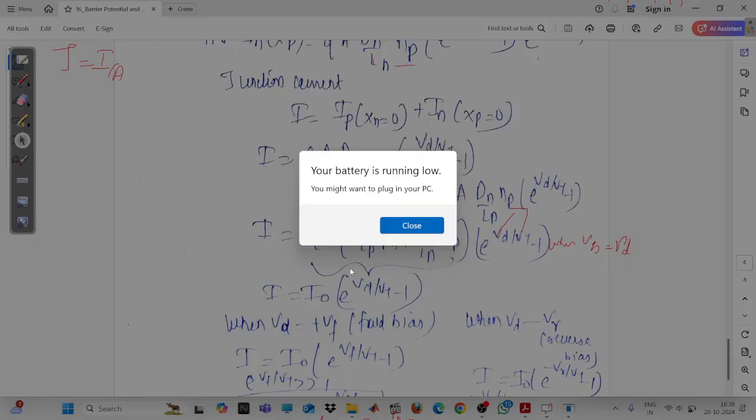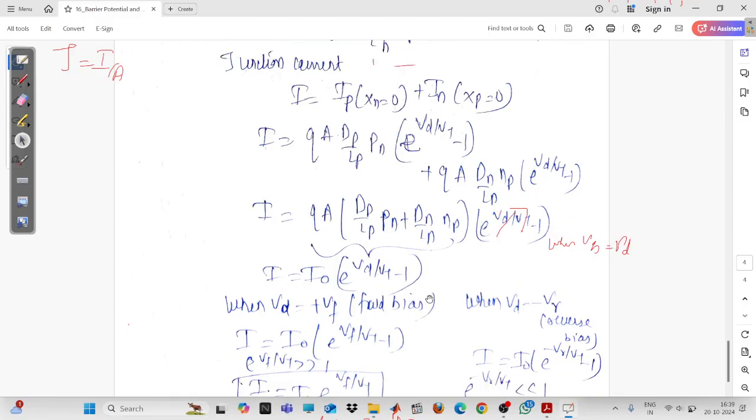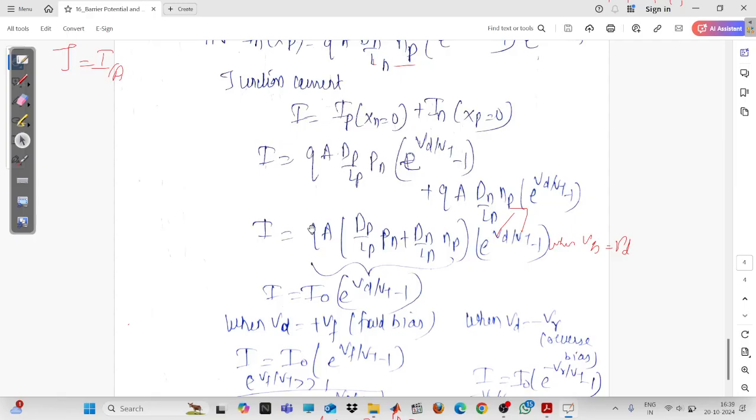So I will be equal to I0 e to the power of Vd upon Vt minus 1. The charge is constant, the area is constant, and everything else is constant, so this much part is a constant value. You can replace the entire thing by a constant, and that will be the reverse saturation current. So I equals I0 times e to the power of Vd upon Vt minus 1, and we are able to find the diode current equation.